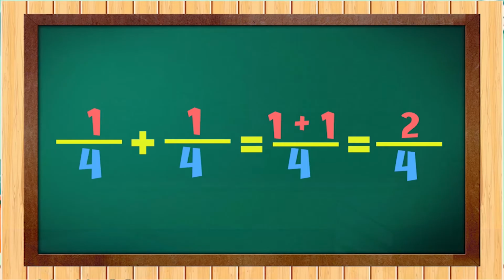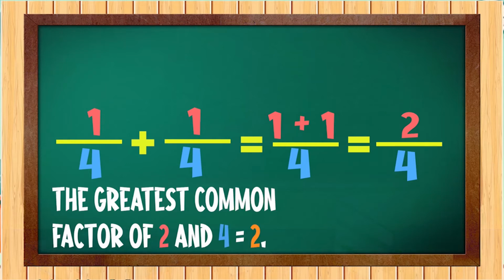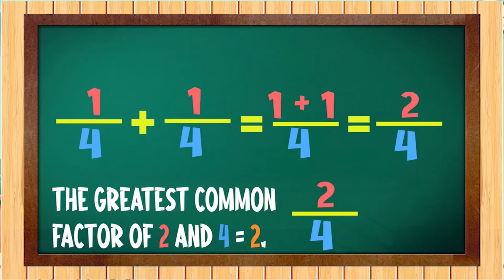To simplify, we find the greatest common factor of 2 and 4. The greatest common factor of 2 and 4 is 2. We then divide both numbers, the numerator and the denominator, by 2. So when we divide 2 by 2, we'll get 1. 4 divided by 2, we'll get 2. So the simplified version of our answer would be half.